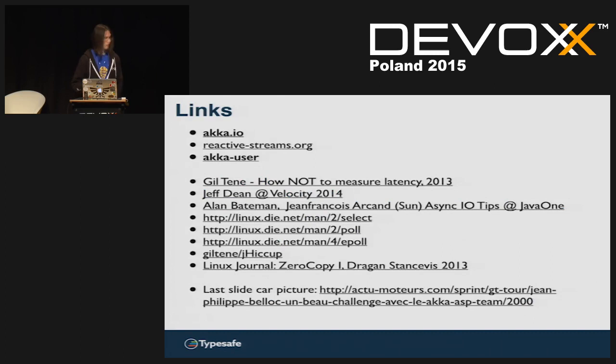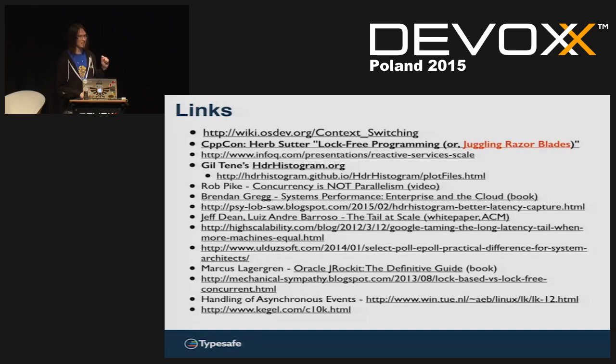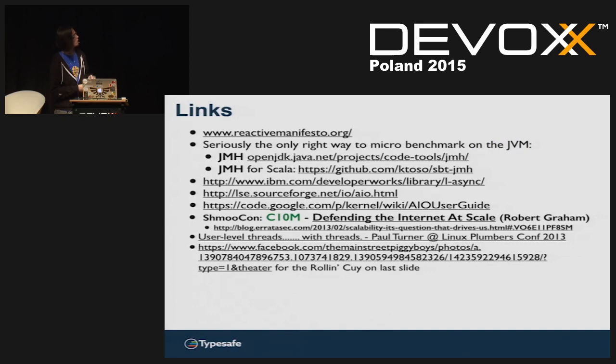Here are a bunch of links to really good talks I recommend you look into, and the big ones I recommend even more. Juggling Razor Blades is about lockless concurrency in C++, which surprisingly looks pretty much the same as in Java. It was quite surprising. And then a wonderful talk from Shmoocon, because C10K was like 13 years old. So the current challenge is to have 10 million concurrent connections on one server. It's a really interesting talk, even though most of us don't have this problem. It delves into how the kernel sometimes is just too slow.